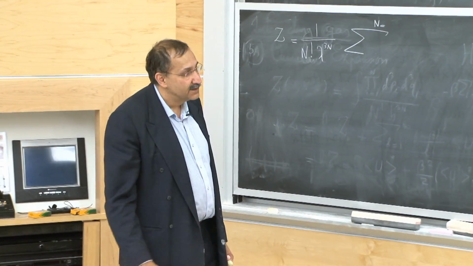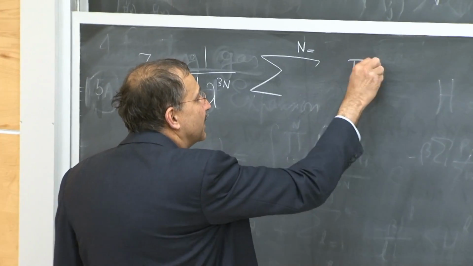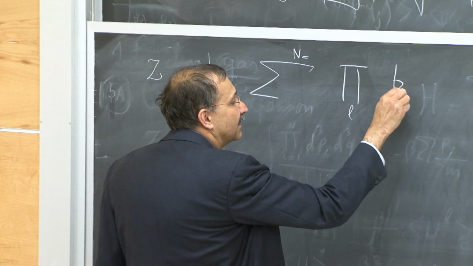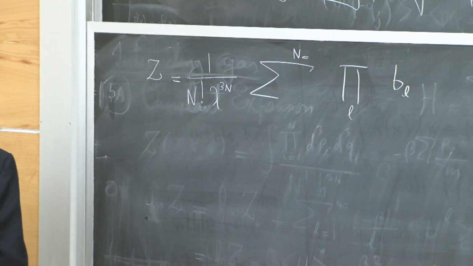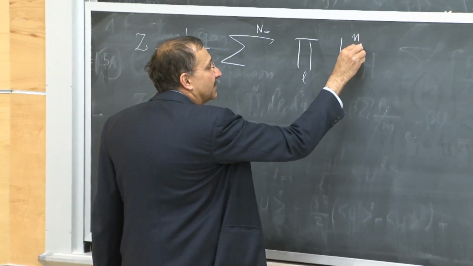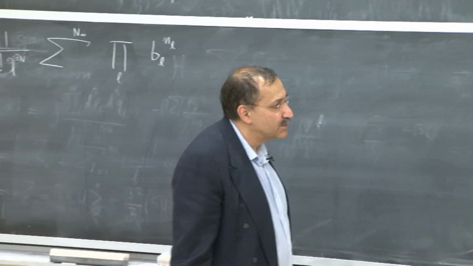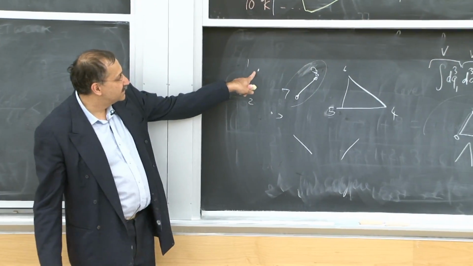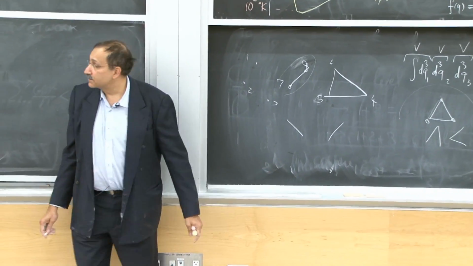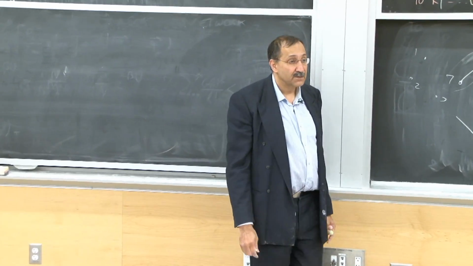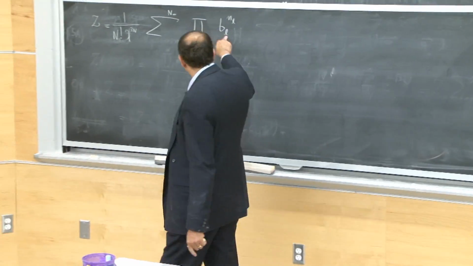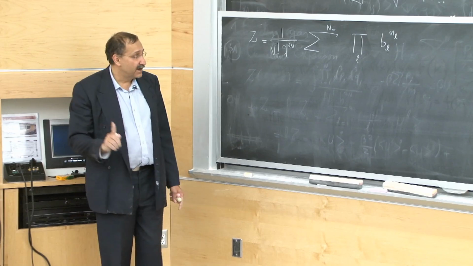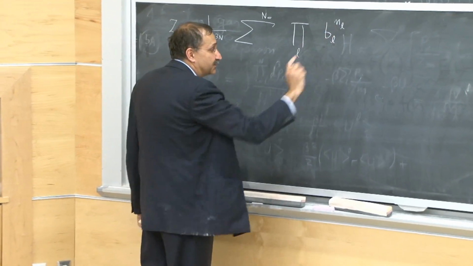Suppose I created a situation where I have clusters of size L, and then I have N_L of them. So I saw that the contribution that I would get from the 1 clusters was essentially the product of the number of 1 clusters. It was V to the number of points that are not connected together. So I have to take b1, raise it to the power of N1, which is the number of 1 clusters. Then I have to do the same thing for b2, b3, etc.